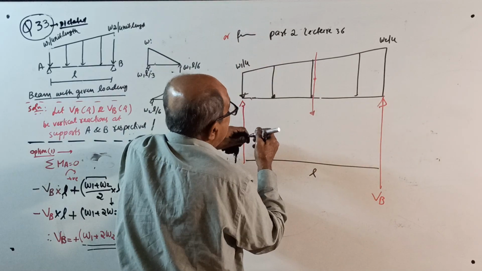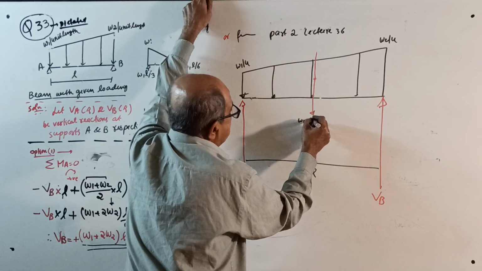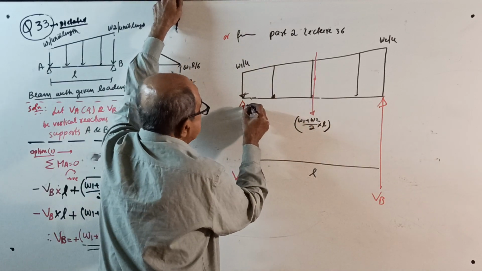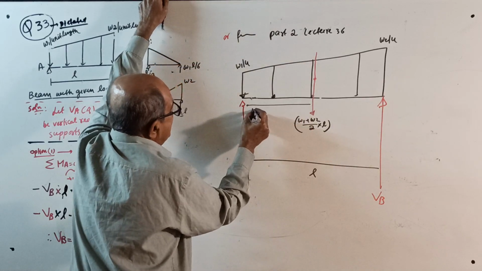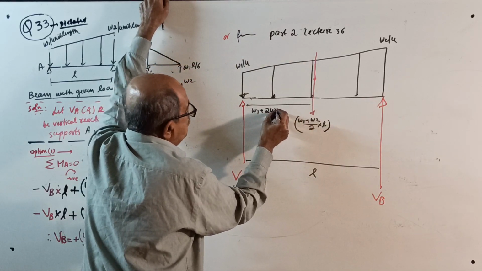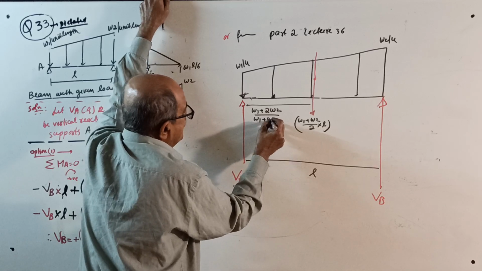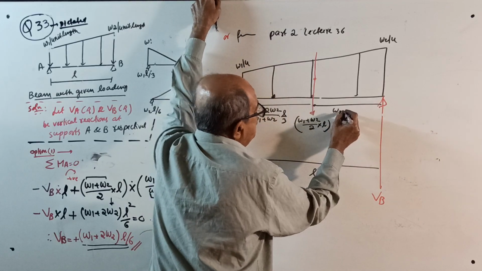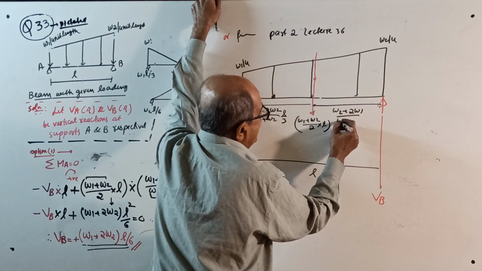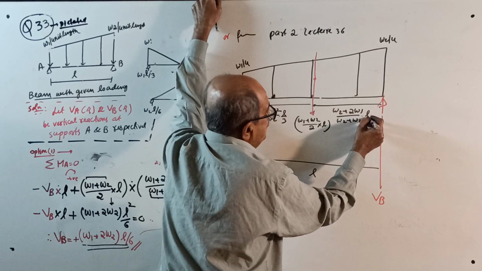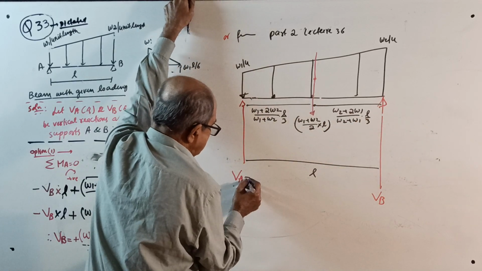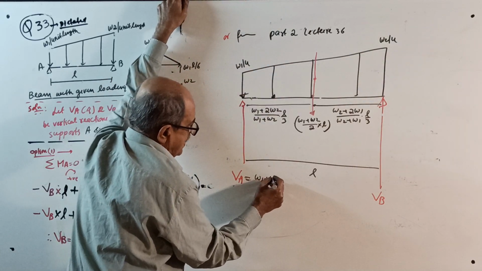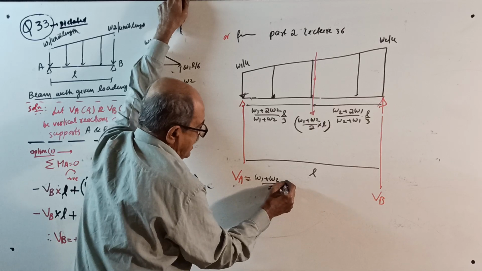The resultant load is (W1 plus W2) divided by 2 into L. If you want distance from here, mark it here. This is (W1 plus 2W2) divided by (W1 plus W2) into L by 3. If you want from here, (W2 plus 2W1) divided by (W2 plus W1) into L by 3. All explained. Therefore, this reaction equals total load (W1 plus W2) divided by 2 into L.